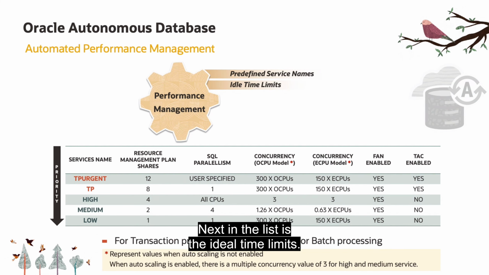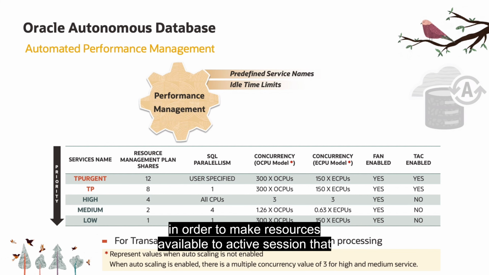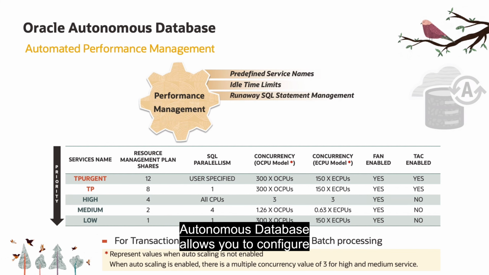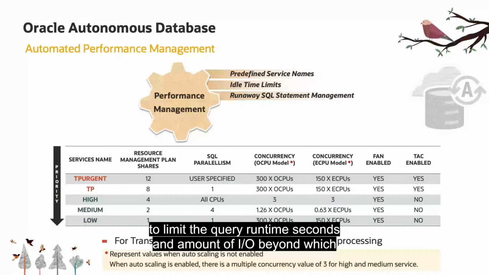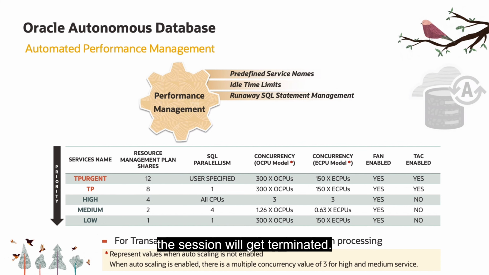Next in the list is the idle time limits. Autonomous database terminates idle sessions that are holding resources for more than 5 minutes in order to make resources available to active sessions that are waiting for the resources. Autonomous database allows you to configure automatic termination of runaway SQL statements that may be running for a longer time. You can set the runaway rules for each of the consumer groups to limit the query runtime seconds and amount of IO beyond which the session will get terminated.